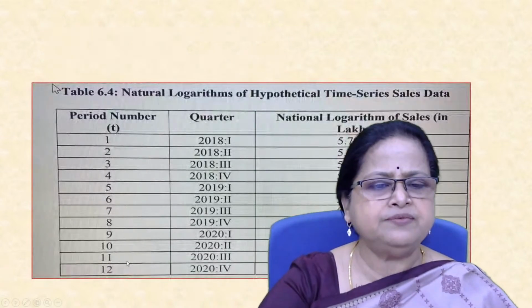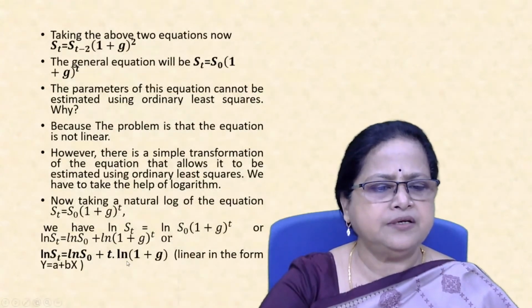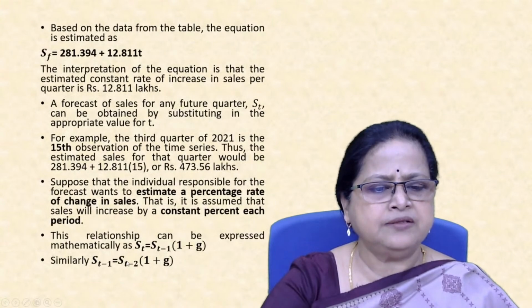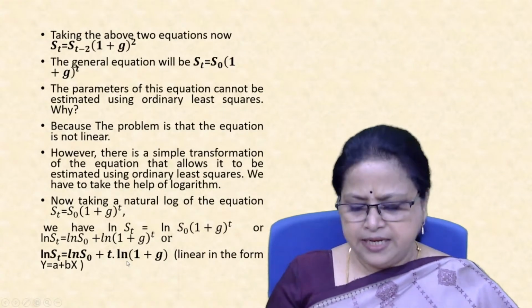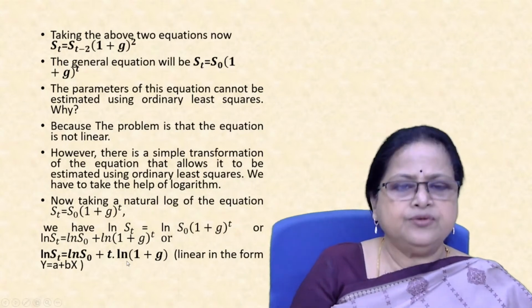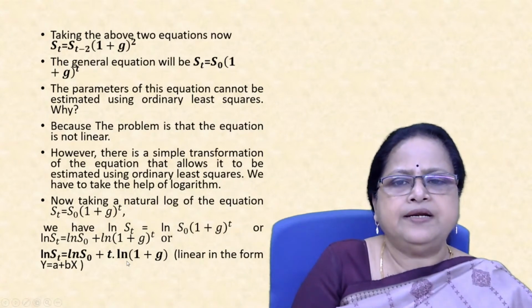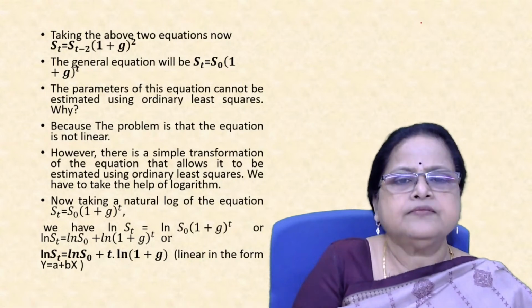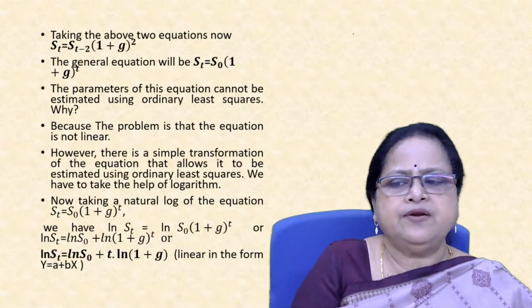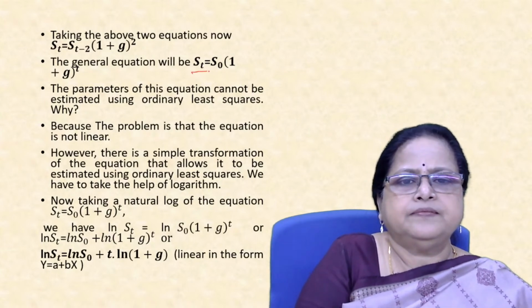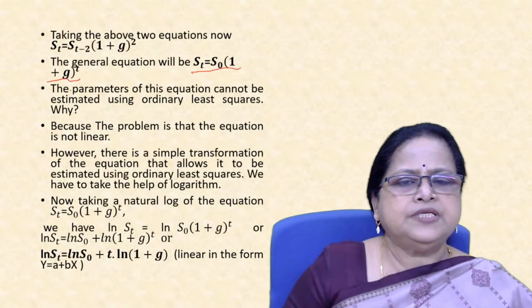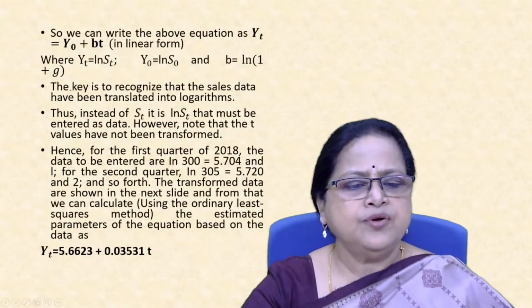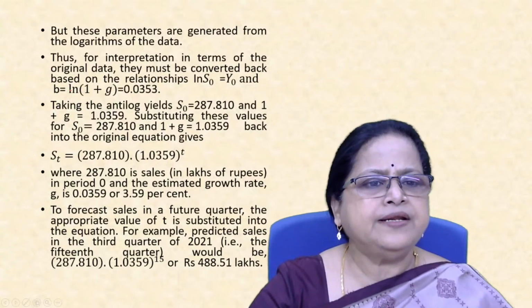Substituting these values for S_0 and 1 + g equal to 1.0359 back to the original equation. Back to the original equation means this equation here, the second one, S_t is equal to S_0 (1 + g)^t. This is the equation.